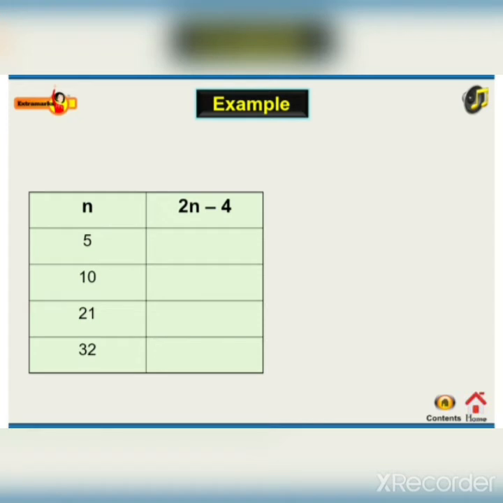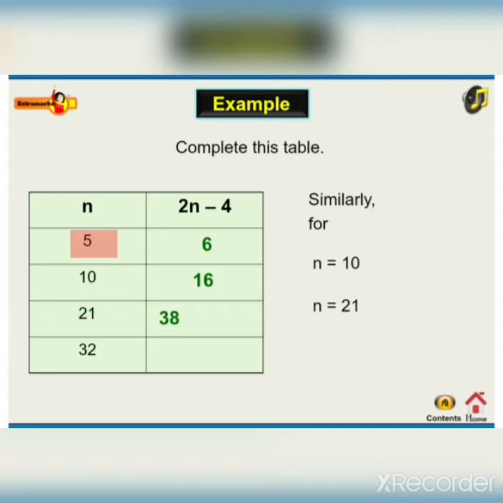Example. Complete the given table. For n is equal to 5, the value of 2n minus 4 is 6, as shown. Similarly, we can evaluate 2n minus 4 for other values of n.